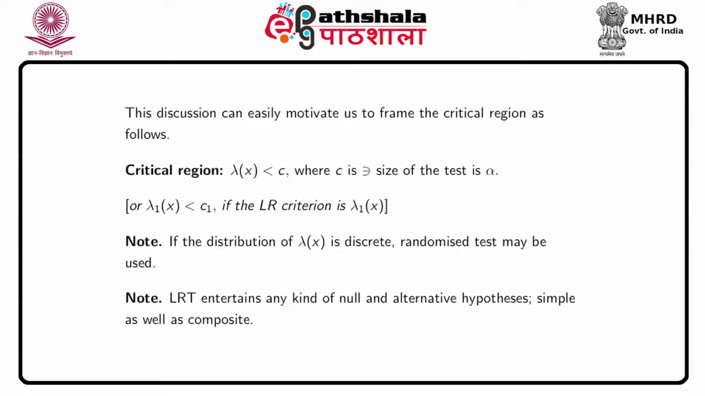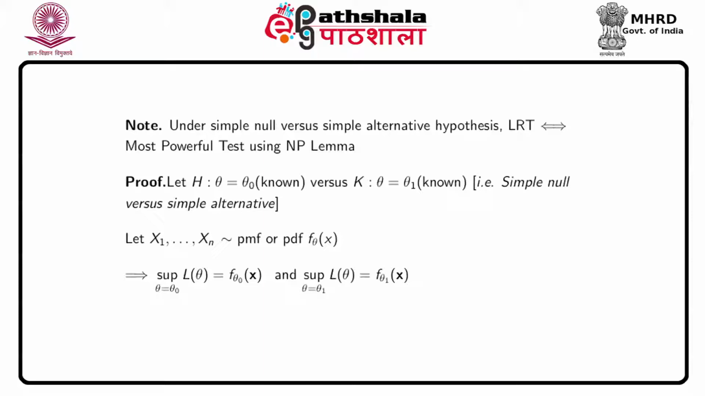If the distribution of lambda(x) is discrete, the randomized test may be used. The likelihood ratio test entertains any kind of null and alternative hypothesis, simple as well as composite. Under simple null versus simple alternative hypothesis, the likelihood ratio test is equivalent to the most powerful test using the Neyman-Pearson lemma.